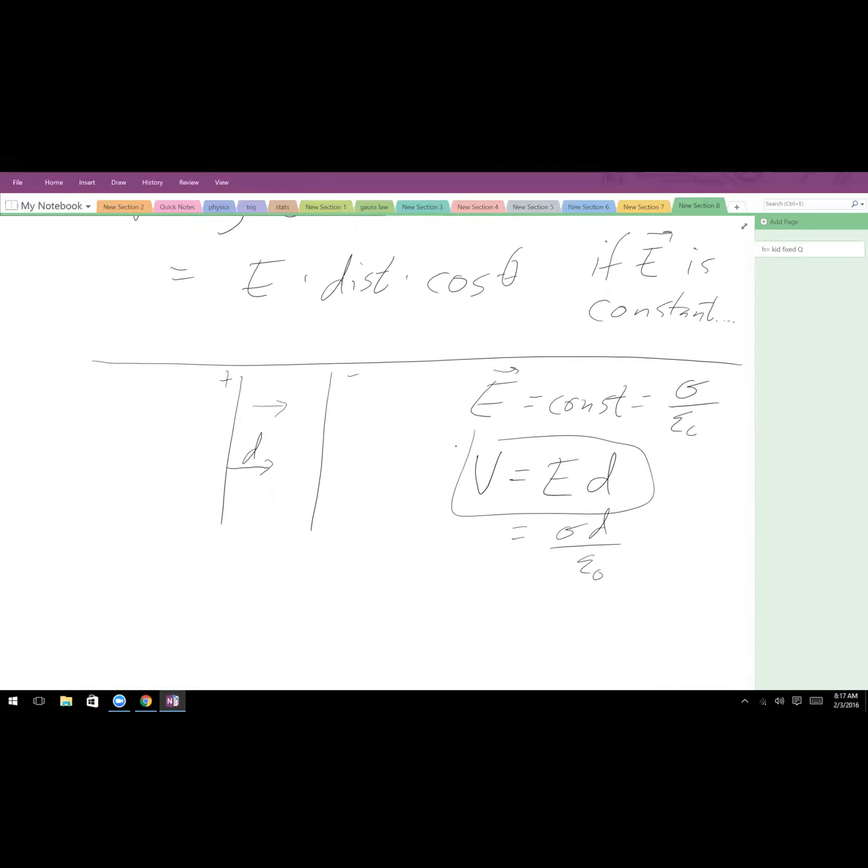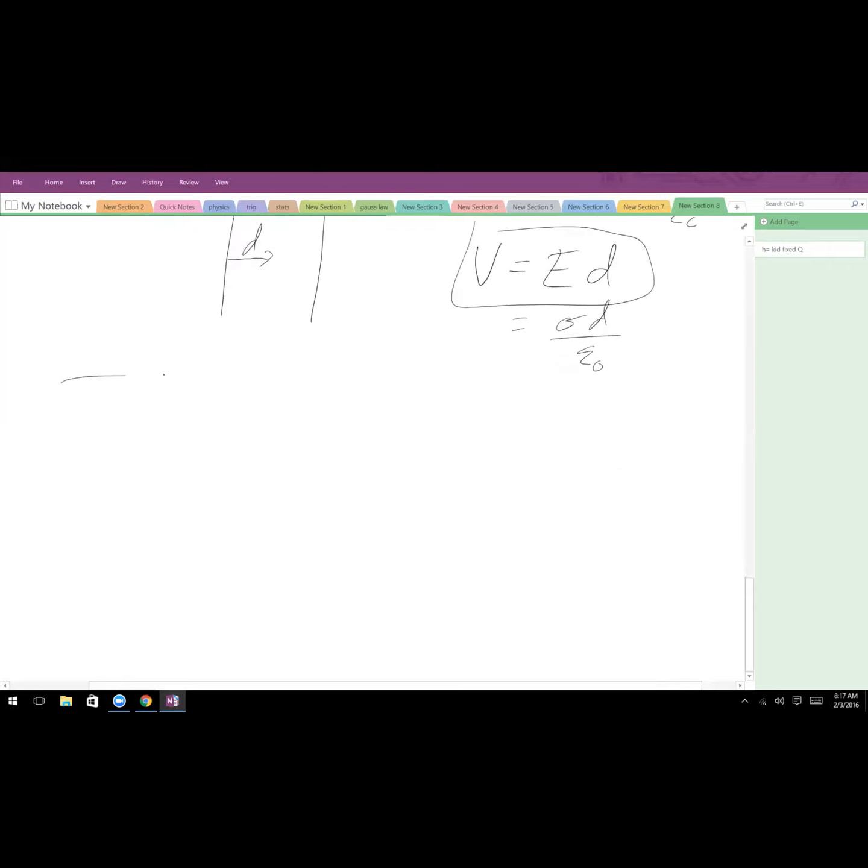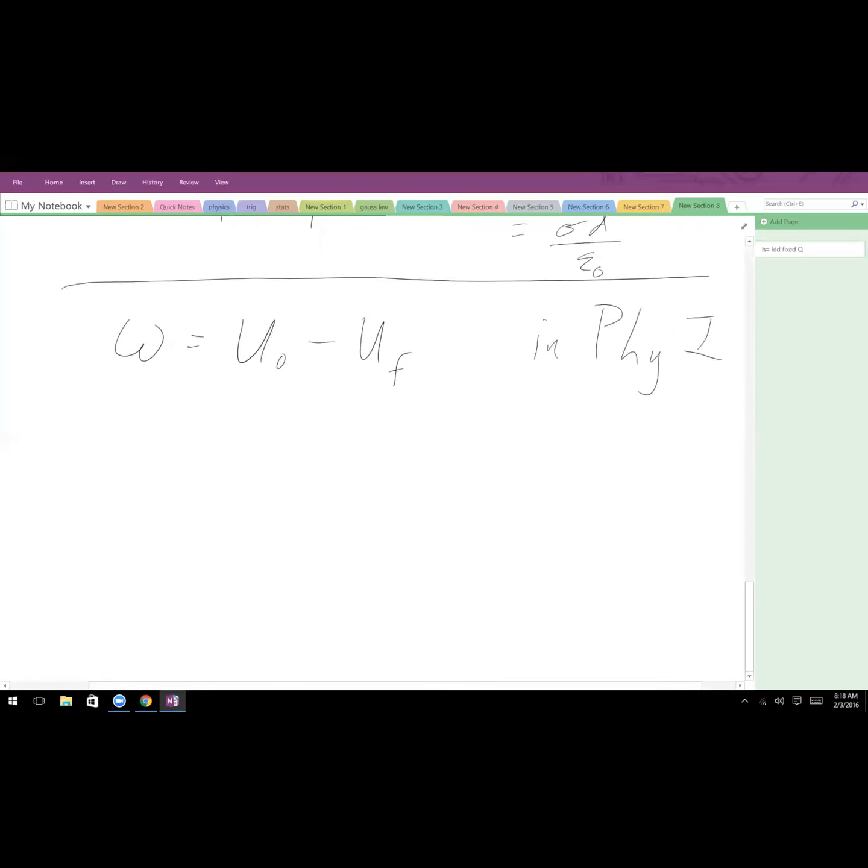Okay, let me say one more thing. The last thing, the reason potential energy was really, really useful to us before is because it tells us about work, right? I mean, we had work was the initial potential energy minus the final potential energy. This is back in Physics 1. And we loved this back in Physics 1, right? Well, the same thing's going to be true.